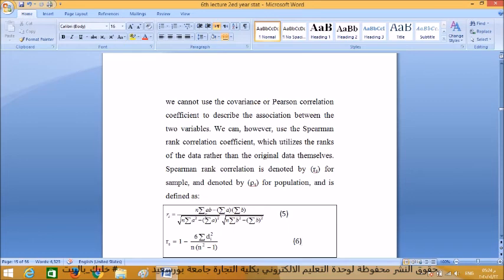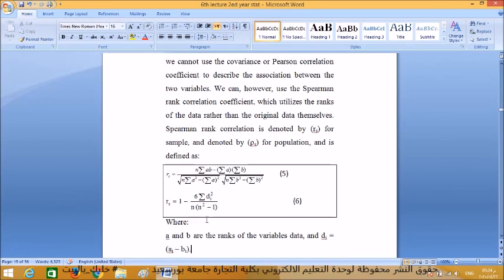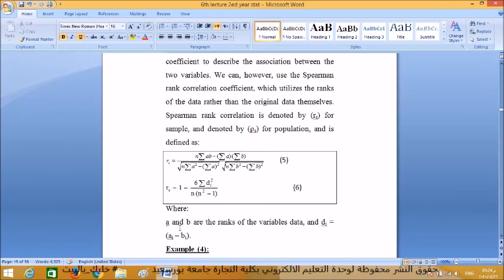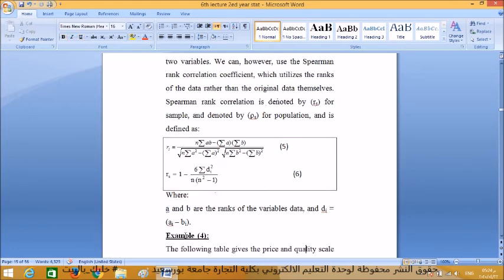When measuring the Spearman coefficient of correlation, we deal with the rank of data, not the original data. Don't forget that. Where a and b are the ranks of the variables' data, and d equals a minus b, the difference between the rank of x and the rank of y.